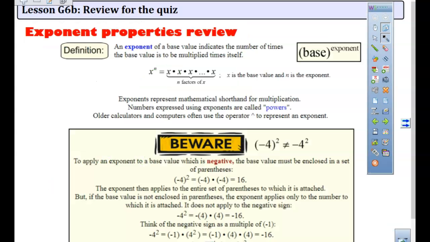So when you take a look, this is kind of the review before the quiz. Kind of some basic vocabulary. The exponent of a base is the value that indicates the number of times. If you get stuck on the quiz and you have x to the 5th power, can you write it out as 5 x's to help you see what it looks like?